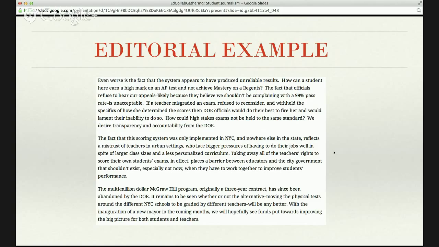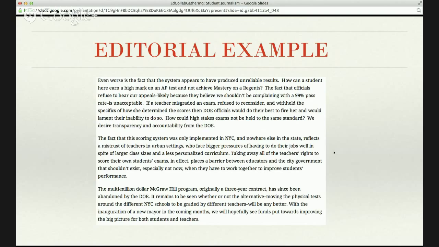So our students wrote this editorial. "Even worse is the fact that the system appears to have produced unreliable results. How can a student here earn a high mark on an AP test and not achieve mastery on a Regents? The fact that officials refuse to hear our appeals, likely because they believe we shouldn't be complaining with a 99% pass rate, is unacceptable. If a teacher misgraded an exam, refused to reconsider, and withheld the specifics of how she determined the scores, then DOE officials would do their best to fire her and would lament their inability to do so."